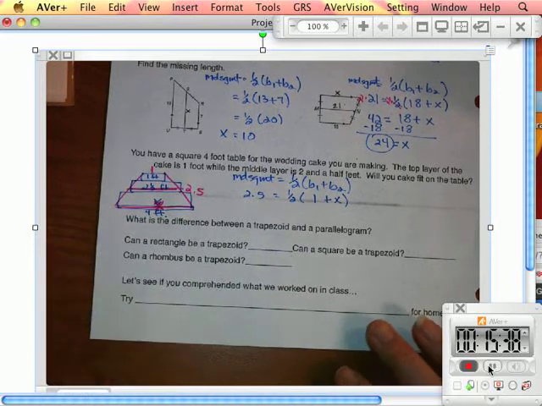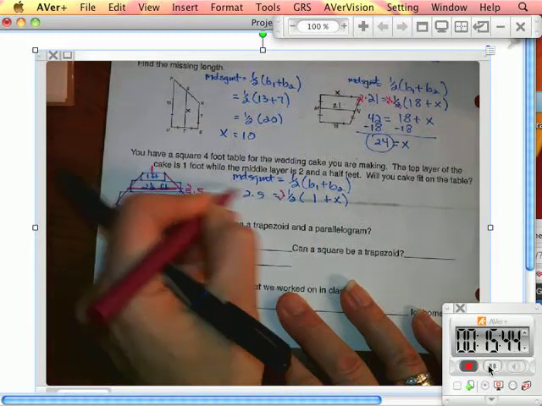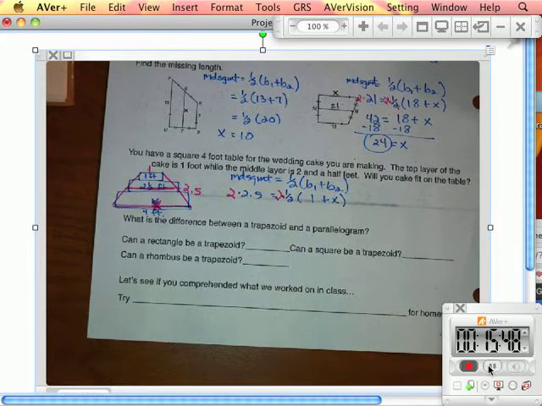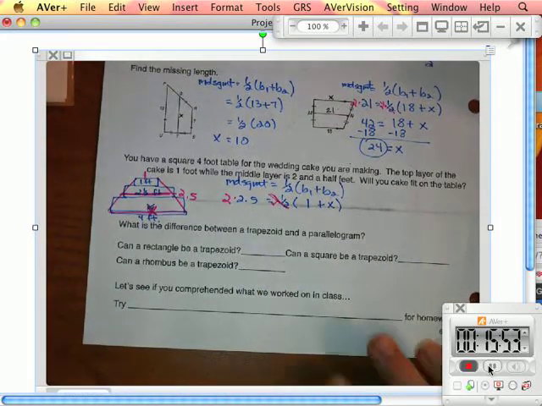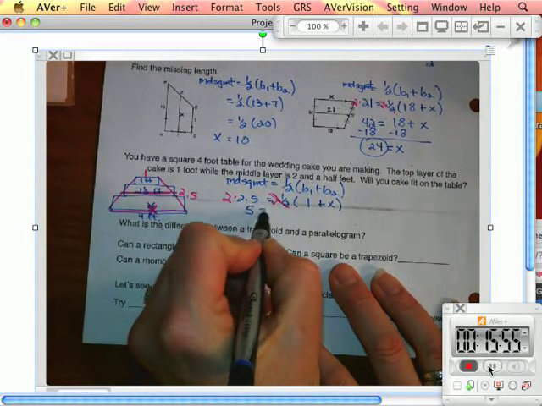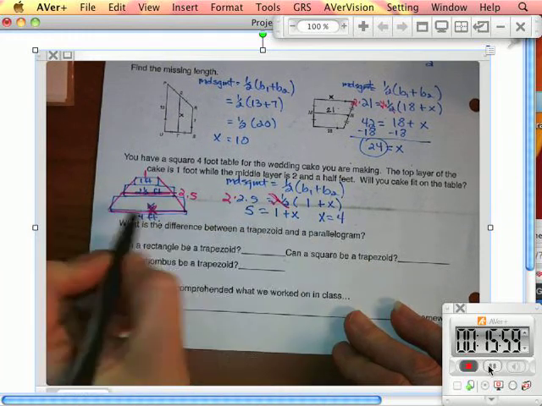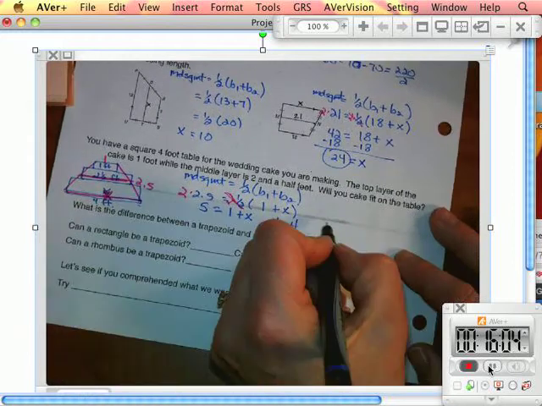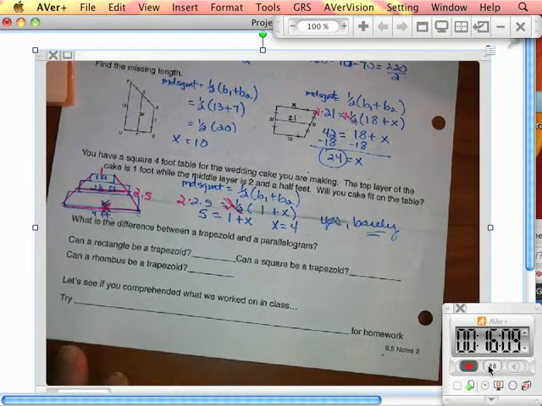How do I get rid of this 1/2? Multiply by 2. Both sides by 2. This goes away. What's 2 times 2.5? 5 equals 1 plus x. X equals 4. So my bottom layer is 4. Will it fit on the table? Yes. Yes, just barely. Okay. That was a fun little story, Colin.